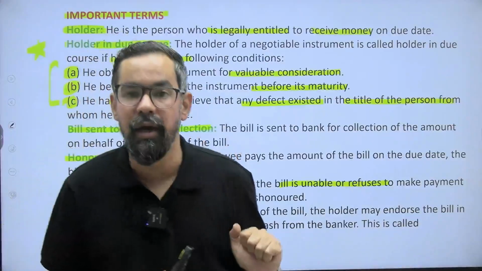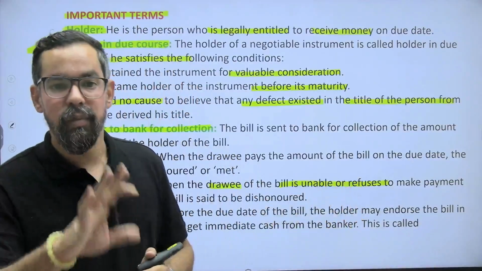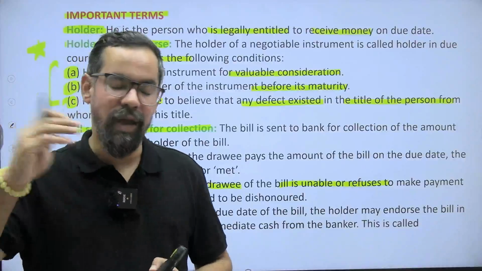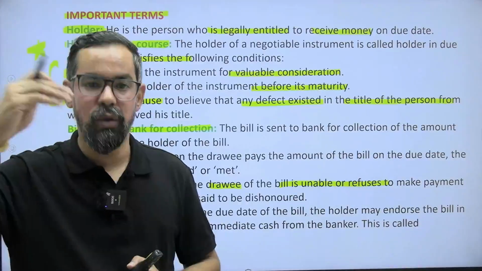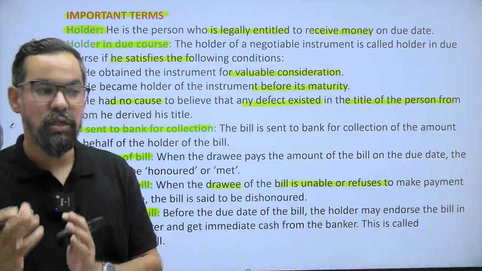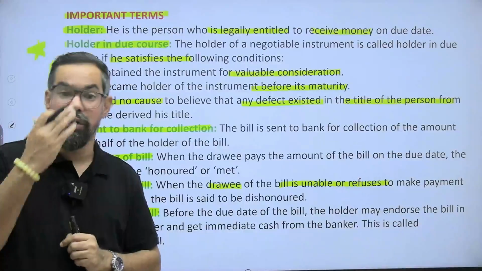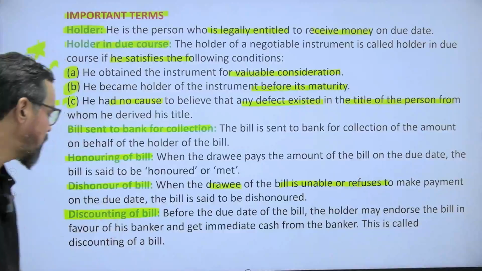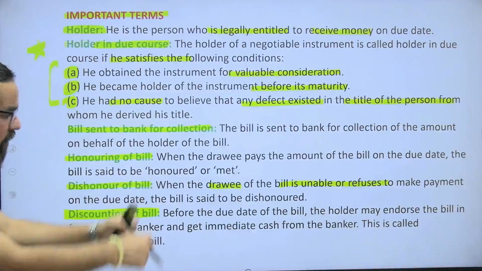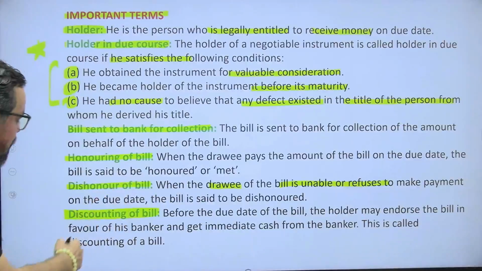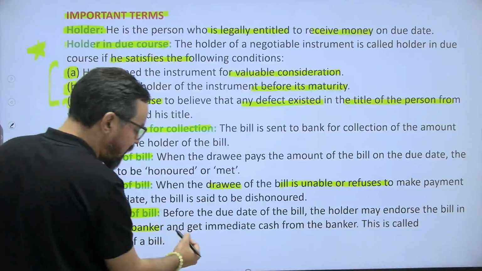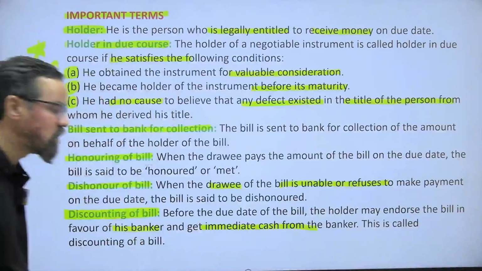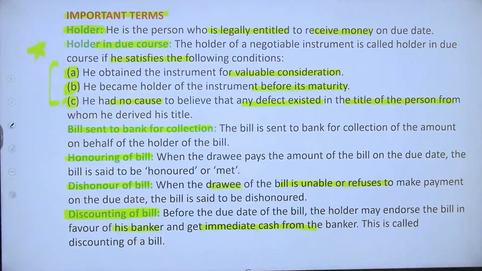let's say at 5%. That means 5% of 10 lakh you will receive as a commission, because you are managing or you are giving me money for the next 3 months as a kind of a loan. That is this one. Okay? So before the due date of bill, the holder may endorse the bill in favor of his banker and get immediate cash from the banker. So this is called discounting.